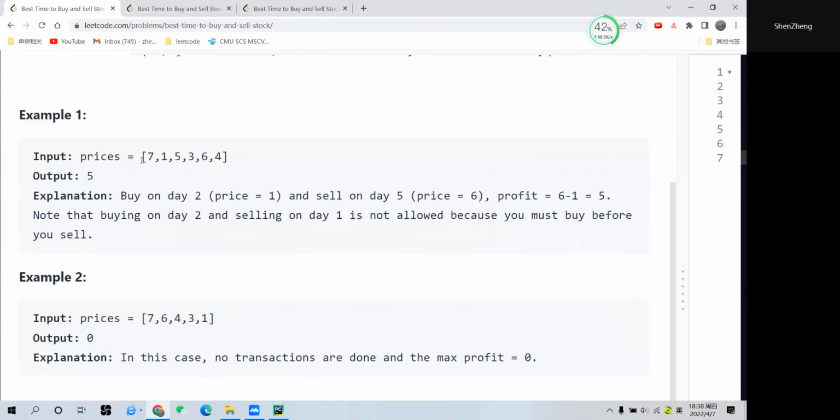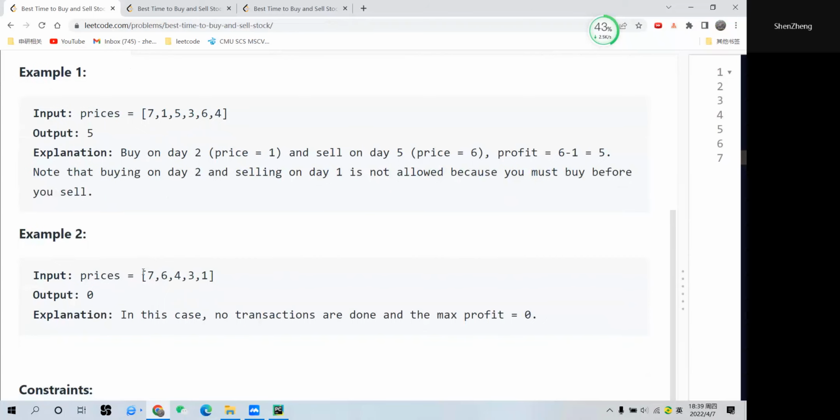Example 1, our prices array contains all these numbers. And if we purchase on day 2, the price is equal to 1, right? This means the cost of that purchase is 1. And then we can sell on day 5, which means the price is 6. So this means the revenue of selling that stock is 6. Then we want to divide that revenue by the cost to get the profit, right? So 6 divided by 1 is 5. And the maximum profit we can get from the purchase is 5.